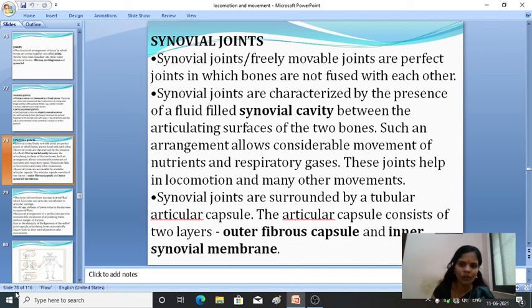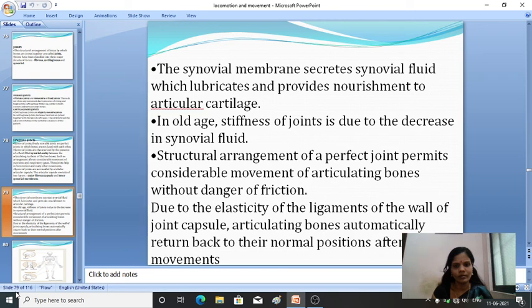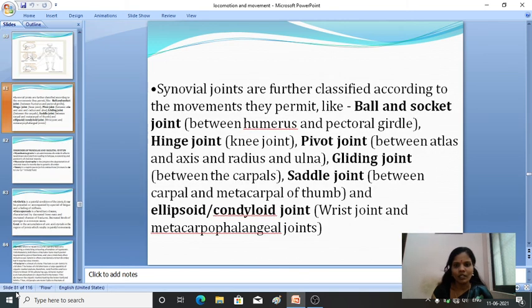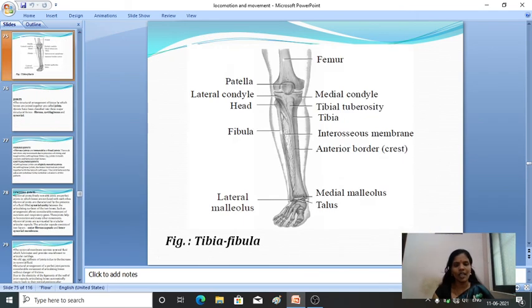Synovial joints are freely movable and the perfect joints. So again, these synovial joints play a very important role, and they also help in providing nutrients and respiratory gases. These joints also help in locomotion and many other movements. Okay. So again here in synovial joints, we have got different joints according to the movements they permit, like ball and socket joint. This is present between the humerus and pectoral girdle, and pivot joint, hinge joint, gliding joint, and the saddle joint. These are the types of joints.